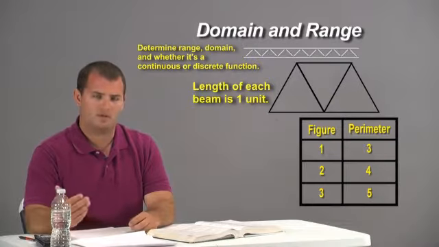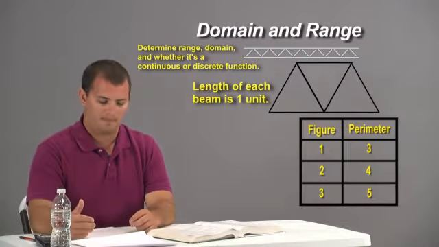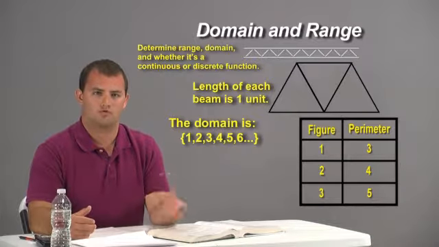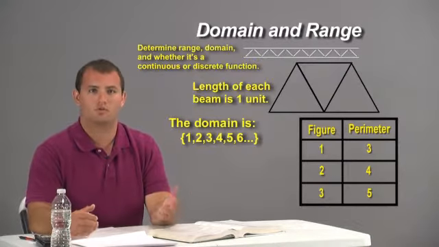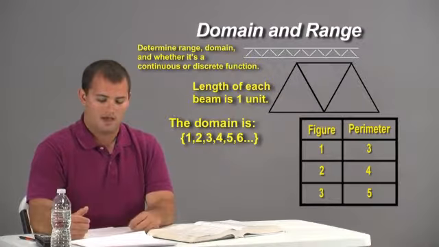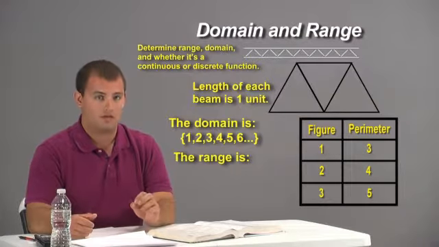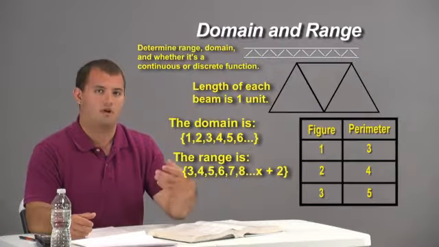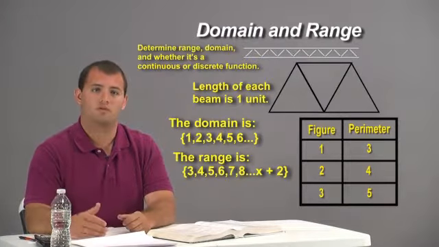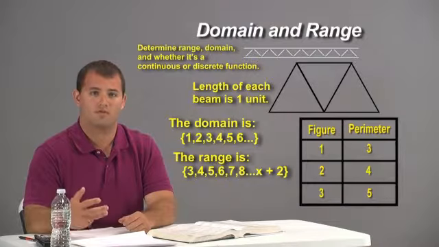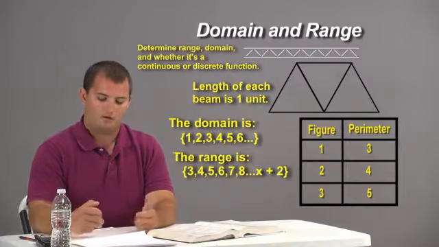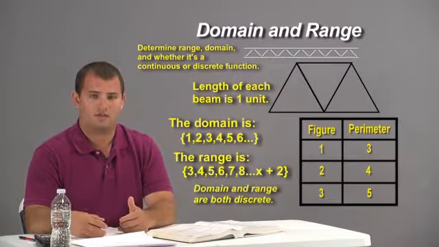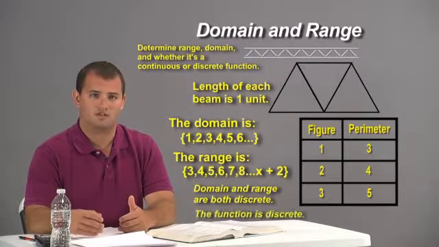Now, let's determine the domain and range of the function. I say that the domain is 1, 2, 3, 4, 5, 6, and so on and so forth, but they're only integers. And the range would be 3, 4, 5, 6, 7, 8, up to x plus 2. And we start at 3 because with figure 1 we have a perimeter of 3. Now, looking at the way the domain and range are defined, we can easily state that both are discrete, and therefore the function is discrete.